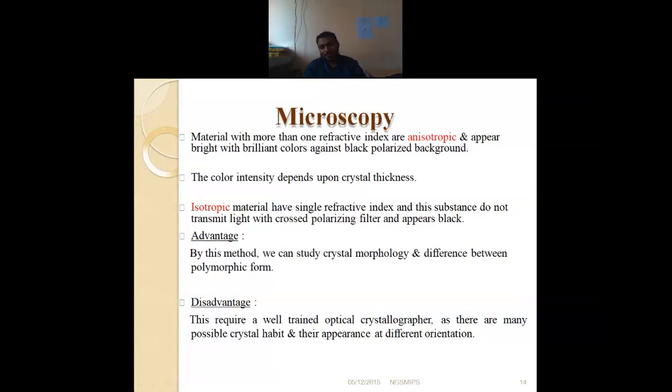So with the help of microscopy, how can you determine the crystalline behavior of a substance? Materials with more than one refractive index are anisotropic and appear bright with brilliant colors against a black polarized background. We can check the intensity of the color. Color intensity is dependent on crystal thickness: if the thickness is higher, the color intensity is less; if the thickness is lower, the color is brighter.